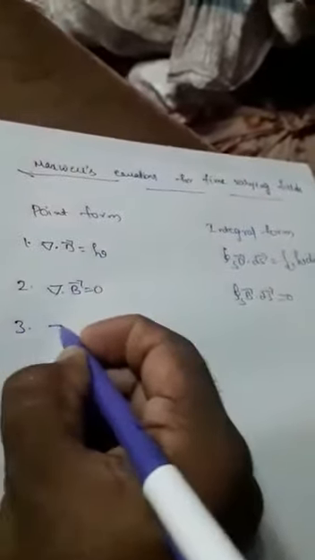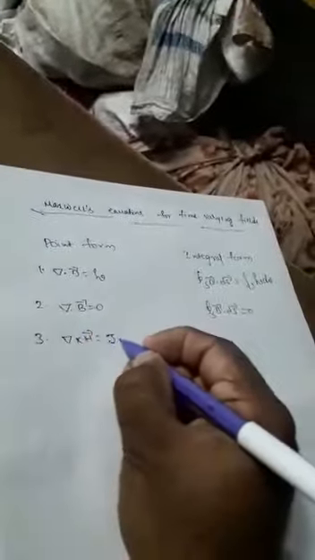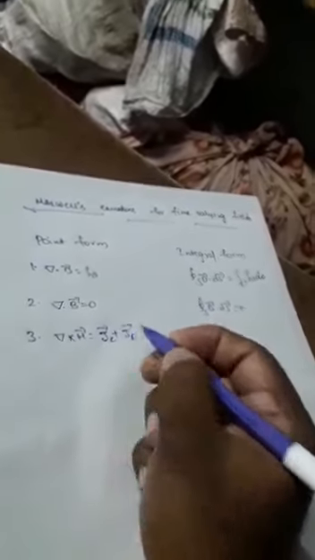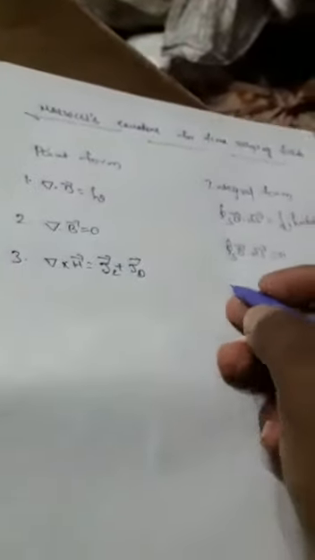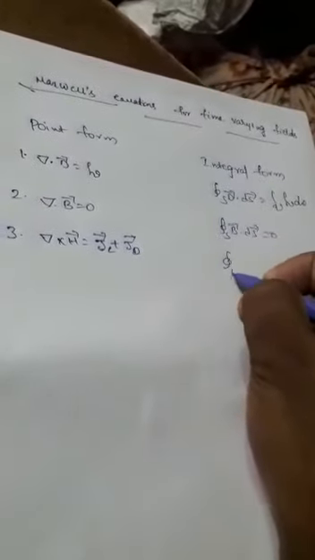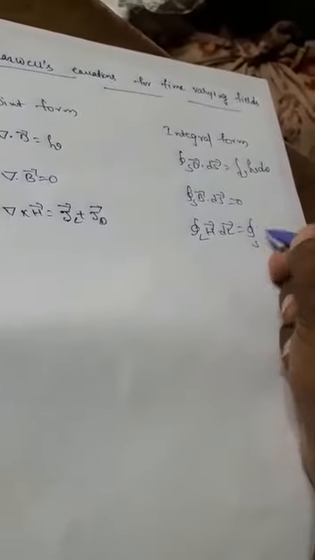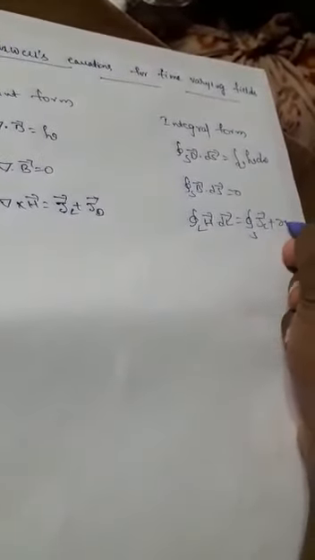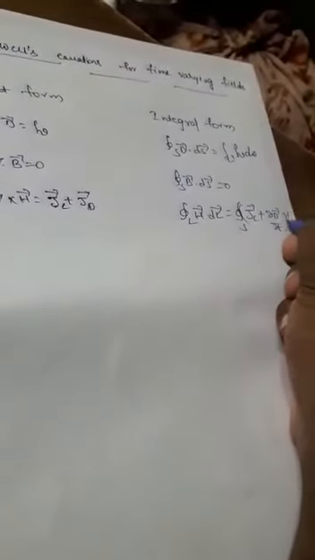The next one is curl of H bar. For time varying fields, curl of H bar is equal to Jc bar plus Jd bar, because for time varying fields the current flowing through the medium or conductor is both the conduction current density plus the displacement current density. In integral form, closed line integral of H bar dot dl bar is equal to closed surface integral of Jc bar plus Jd bar, that means dou D bar by dou t, dot dS bar.